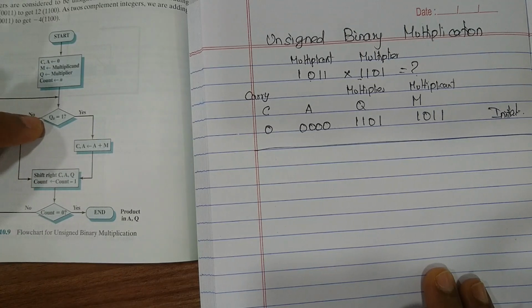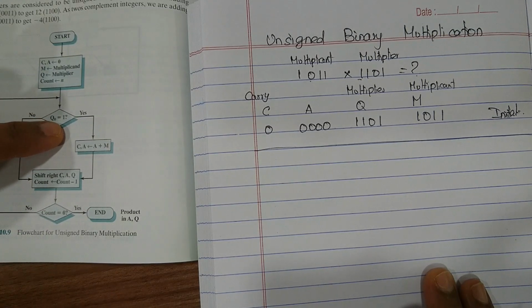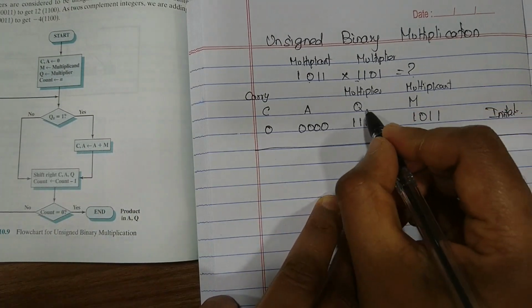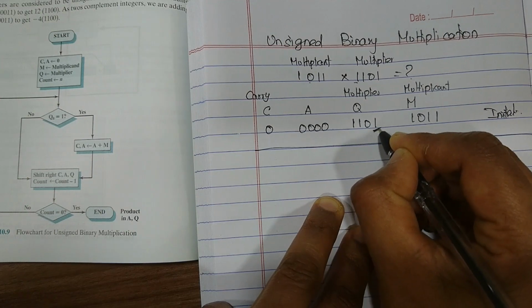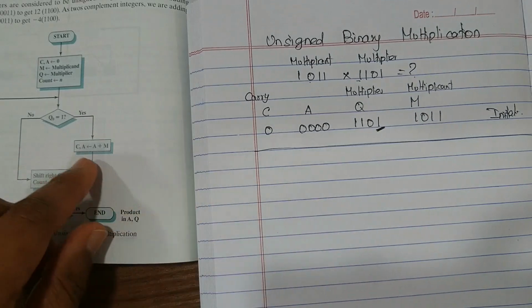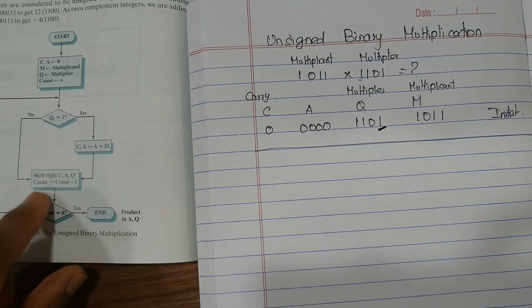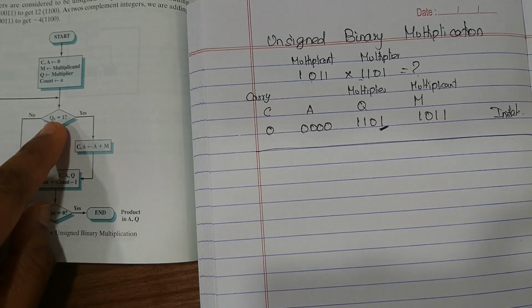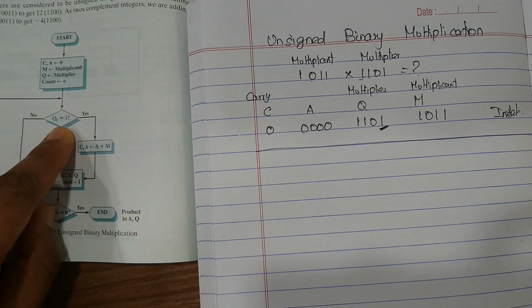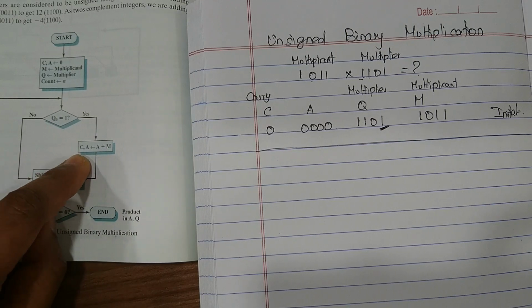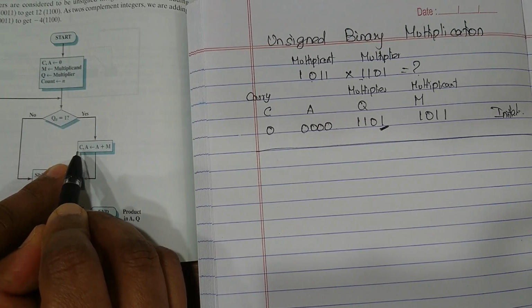So let's now check Q0. Is it equal to 1? What do we mean by Q0? It means the 0th position. This is your Q, and this is the bit in the 0th position. You just check that bit. Is it equal to 1? Then you will add something and then shift. If it is 0, you just shift, no addition. So the 0th position, is it 1? Then you add A with M and put the result in A. If you have a carry, put it in the carry bit also.